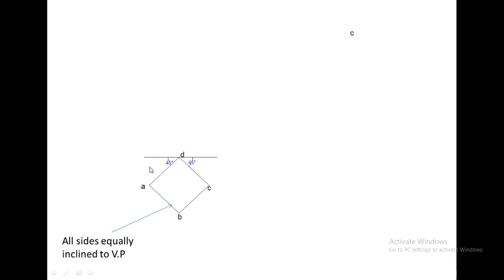For drawing this square, first draw a light line and mark a point D. Draw two lines inclined at 45 degrees and name them as DA and DC. The length of these sides will be equal to 40 mm. So this is a square of side 40 mm. After drawing the square, mark all the corners of the square one by one: A, B, C and D. You can see here all the sides are equally inclined to VP.